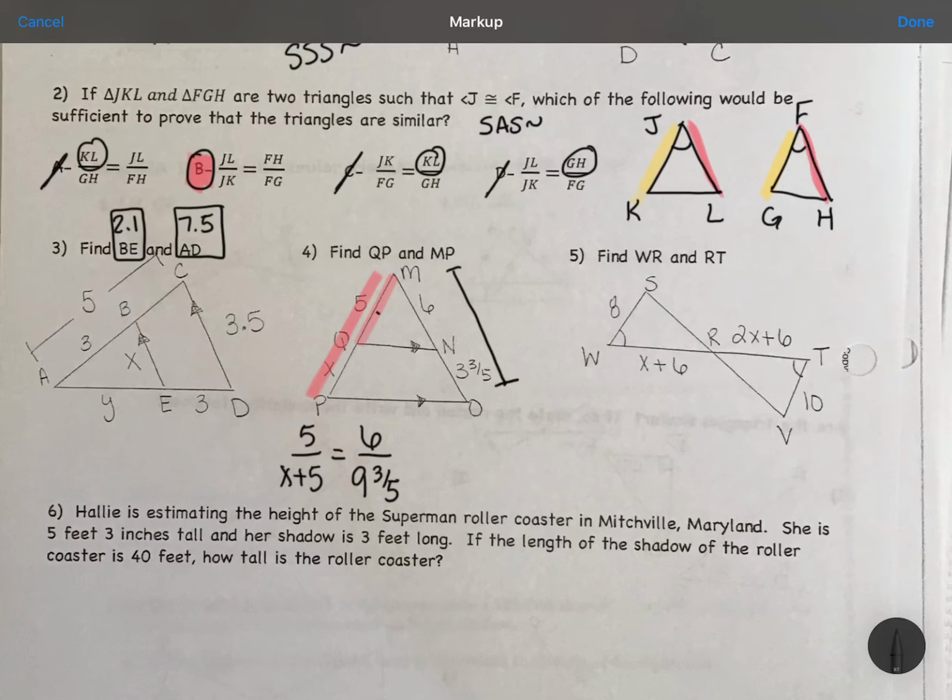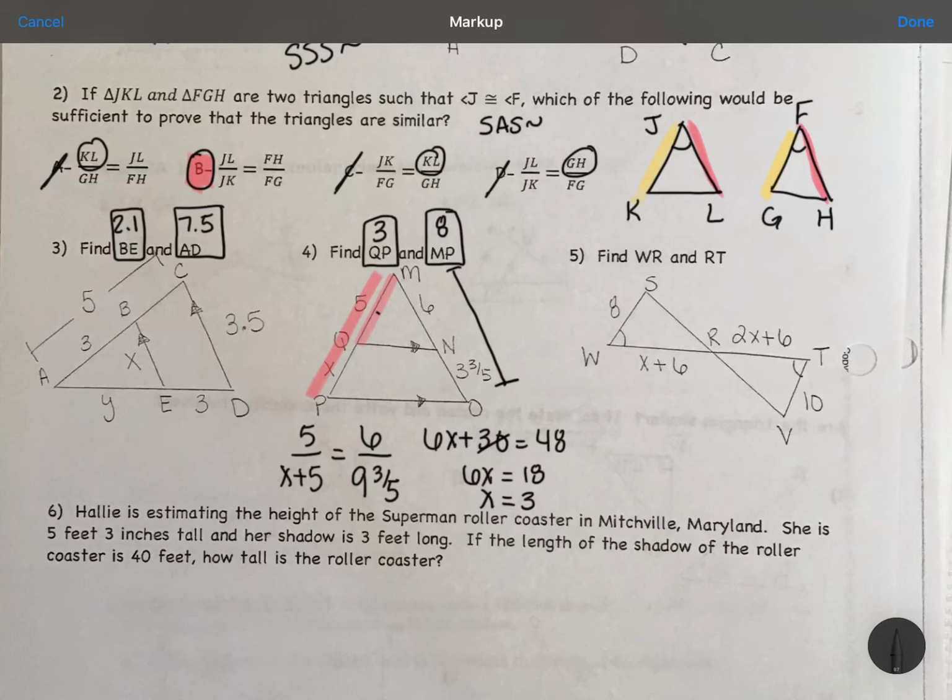So you'd put that and you'd get 6x plus 30 equals, I don't even know, I'm going to use my calculator here on my phone. And so I get 9.6 times 5 is 48. That was easy enough. Subtract the 30 and you get 18, divide by 6 and you get 3. So QP is 3, and MP is that whole side, so 5 plus 3 is 8. All right.